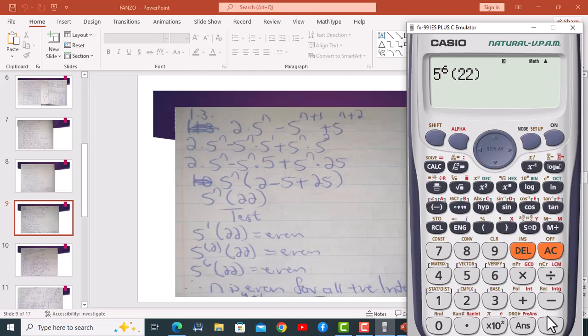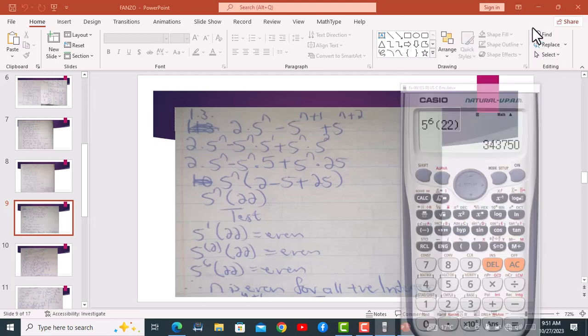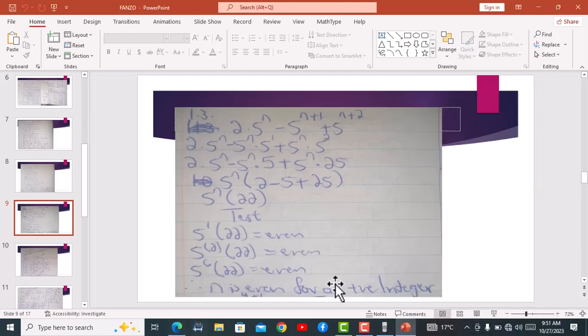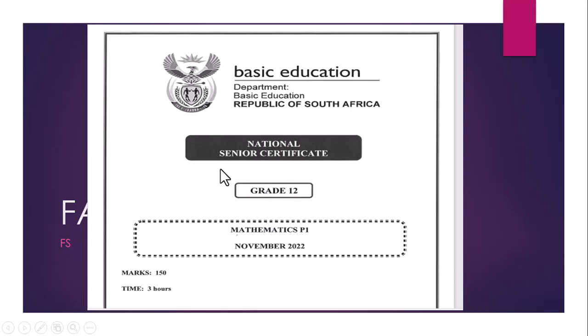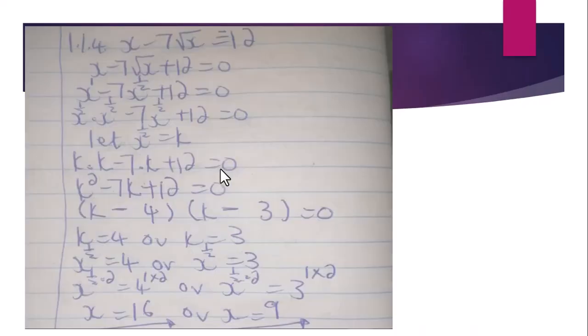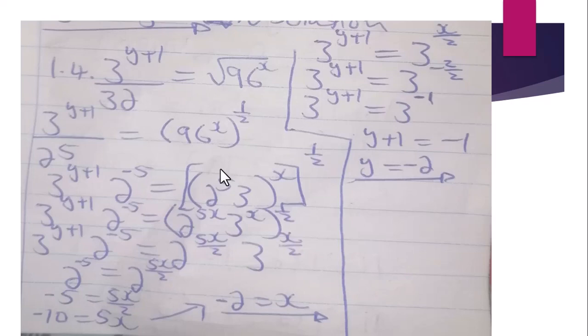You can even use a 6 there. And is this even? Of course it is even. Therefore I concluded that it is even for all positive integer values of n. And then that was that. Right, let us continue with this. And then we went to, let me check, yeah, we went to 1.3 and then that was fine.